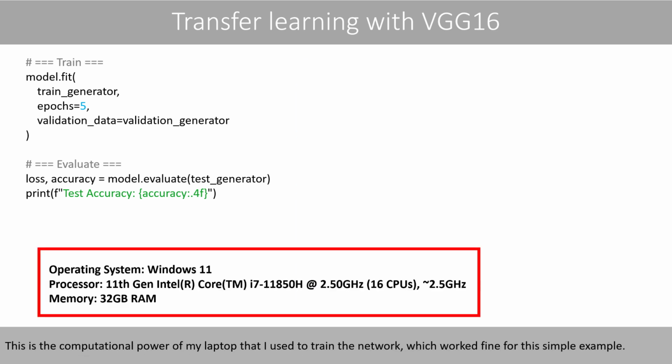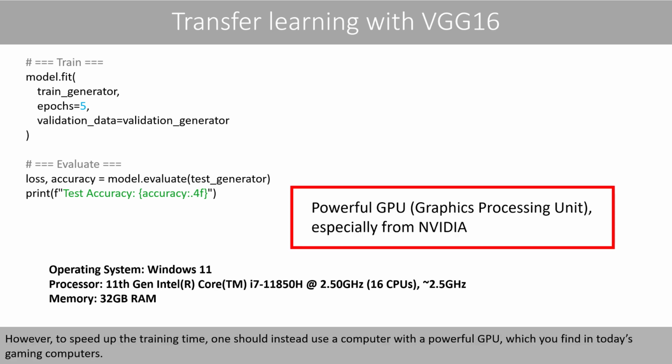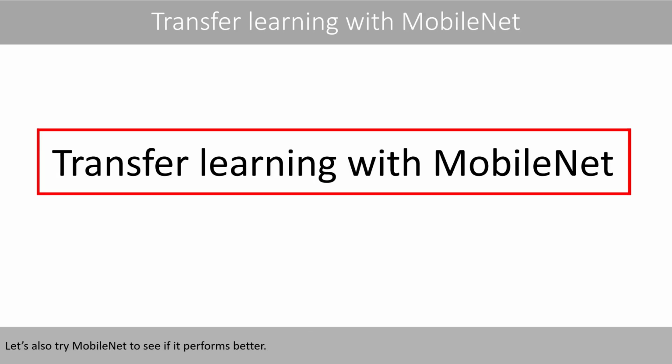This is the computational power of my laptop that I used to train the network, which worked fine for this simple example. However, to speed up the training time, one should instead use a computer with a powerful GPU, which you find in today's gaming computers. Let's also try MobileNet to see if it performs better.